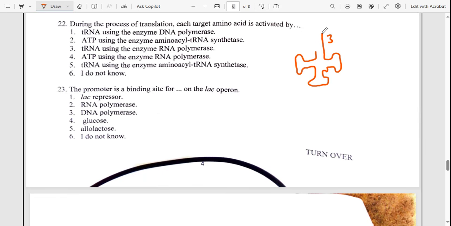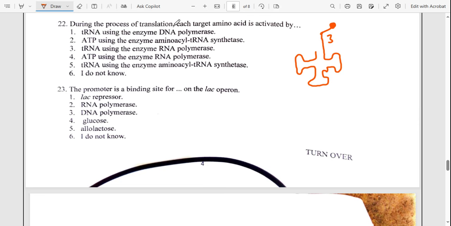The 3' end, this is where the amino acid is going to attach. But for the amino acid to attach to the tRNA, you need an enzyme which we call amino acid tRNA synthetase. And that process, the attachment of an amino acid to tRNA, we call it tRNA charging. But before the amino acid is attached to tRNA, you need to attach energy to it, ATP. So we call that amino acid activation. And all that is carried out by the enzyme which we call amino acid tRNA synthetase.